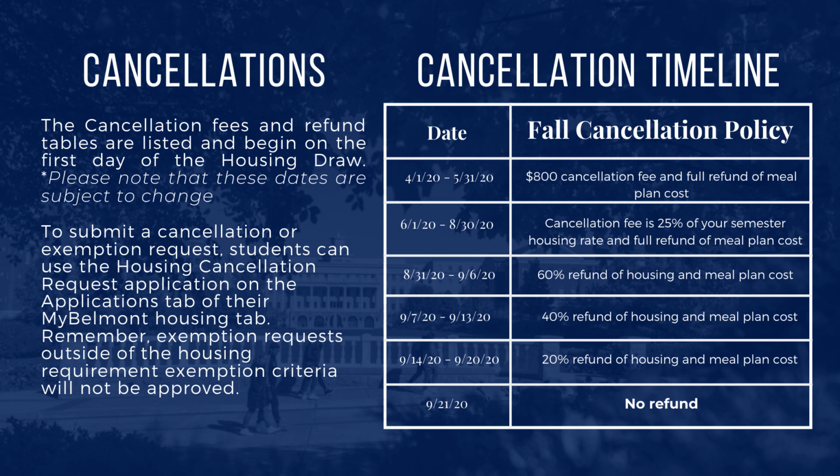To submit a cancellation or exemption request, students can use the Housing Cancellation Request application on the Applications tab of their My Belmont Housing tab. Remember, requests outside of the housing requirement exemption criteria will not be approved.